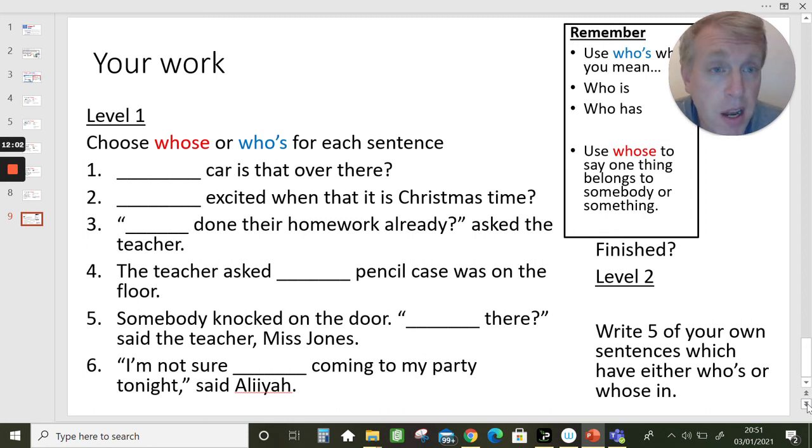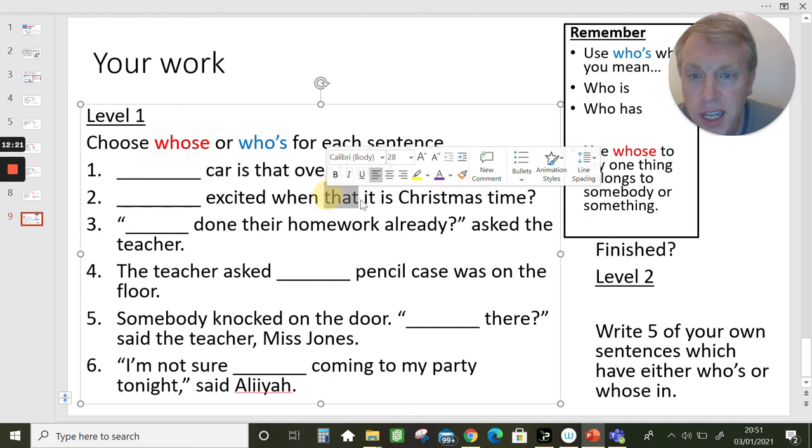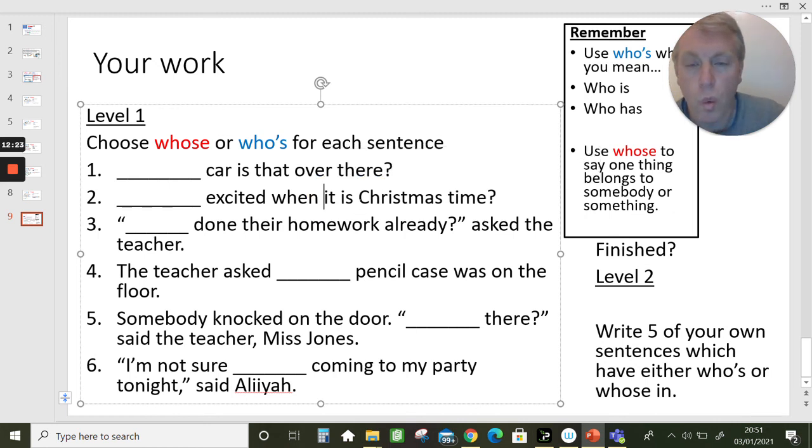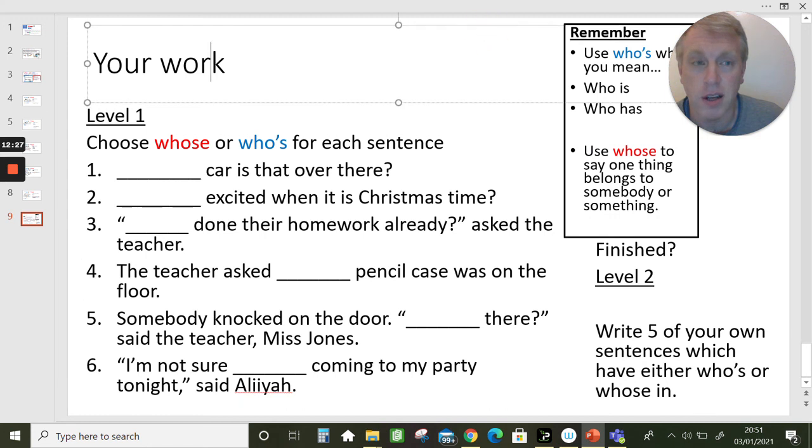So I put a reminder, remember, up in the corner, and then when you're finished, you can have a go at the level 2 questions. For those, you've got to write 5 of your own sentences, which have either who's or whose in them. And I'm just going to quickly change this. Who's excited when it is Christmas time?